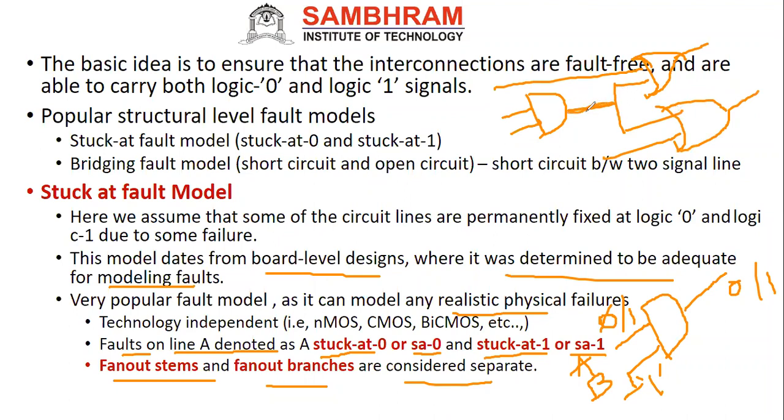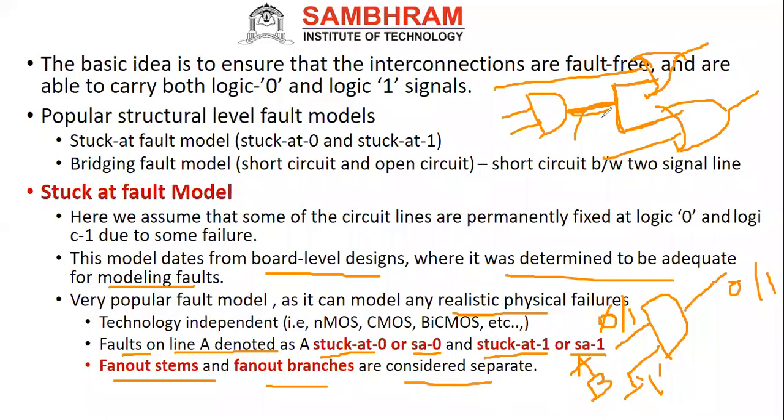Now see here this portion. This one is called as stem. The stem has, this is nothing but what? It is a branch, like as you know in your tree, right? So this is the stem, this is the branch. That is why fan out stems and fan out branches are considered separate.